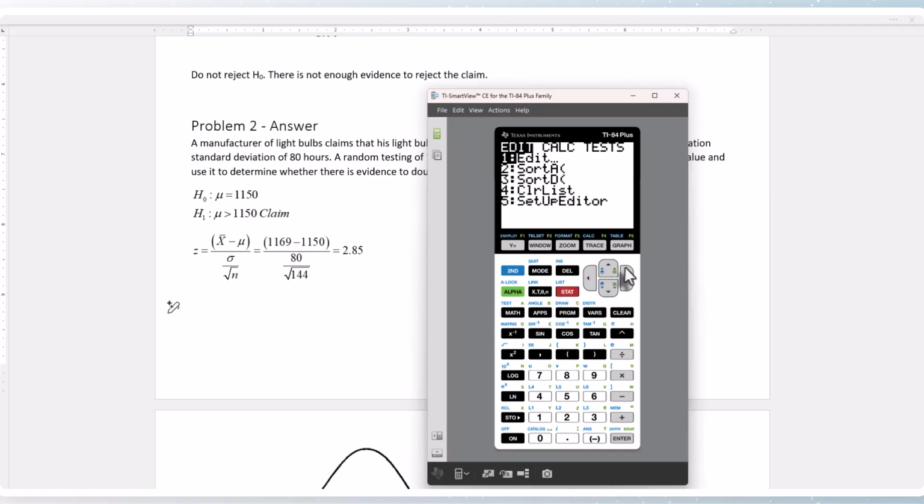We press Stat, Test. Once again, select the z-test. Type in our information, 1150, 80, 1169, 144. We select greater than, and then calculate. and we get our value, 2.85. Below that is the p-value, 0.0022.